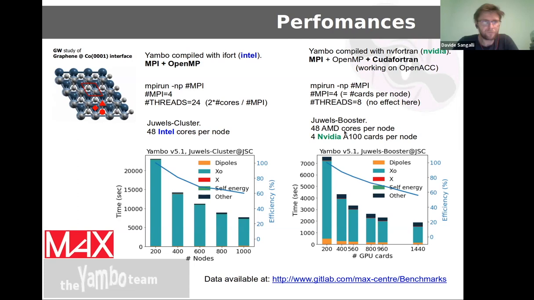And so here I've highlighted that when you run on GPU, you use the compiler which is related to the NVIDIA card, as opposed to the case when you run on CPUs, where you use, let's say, the optimized compiler which is related to the processors.